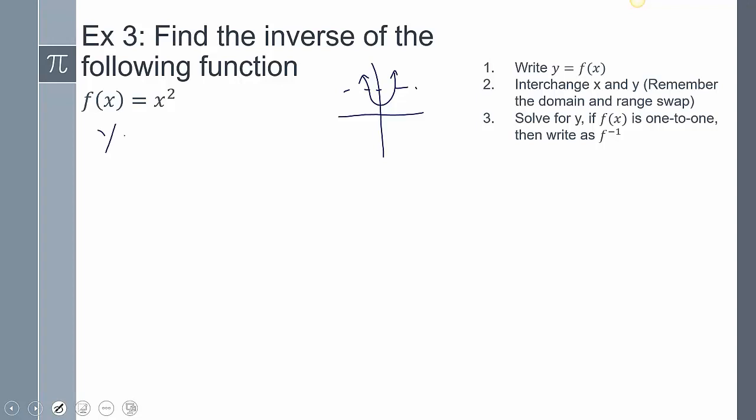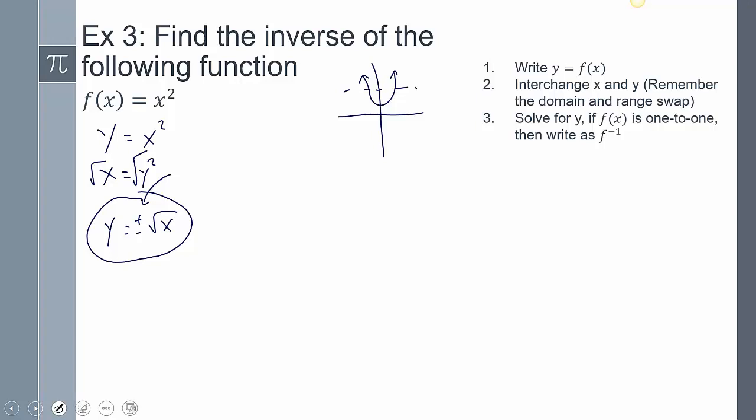So I still replace my y's, and so now I swap the x and y, so I get x equals y squared. And so now solving for y, if I take the square root of both sides, I get y equals plus or minus the square root of x. And so technically, this right here, this represents my inverse equation, not inverse function. Because remember, because I have that plus or minus, it is no longer a function.